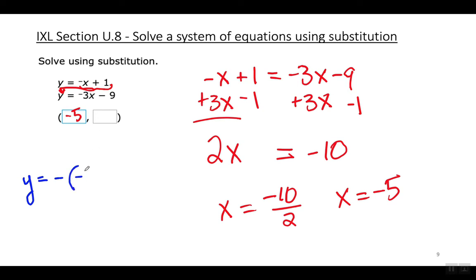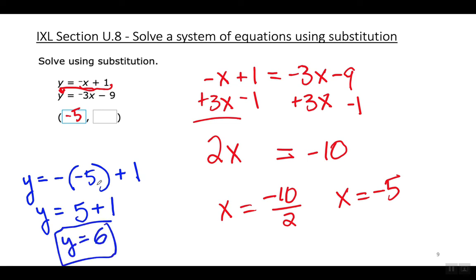So, negative 5 plus 1. The two negatives become a positive, so y equals 5 plus 1. So y equals 6. You should do that mental math. And there's my answer. That's the solution to this system of equations.